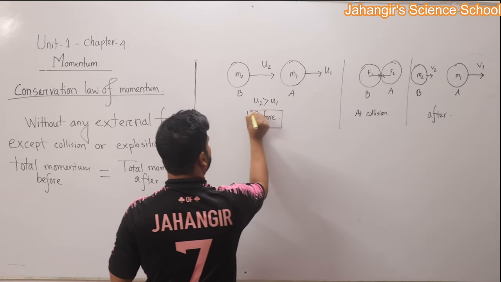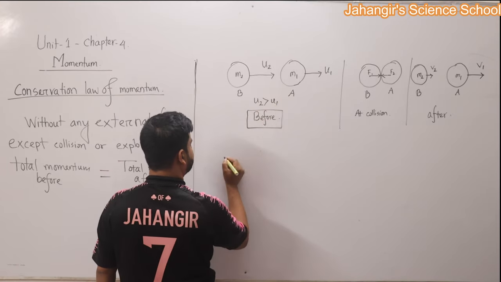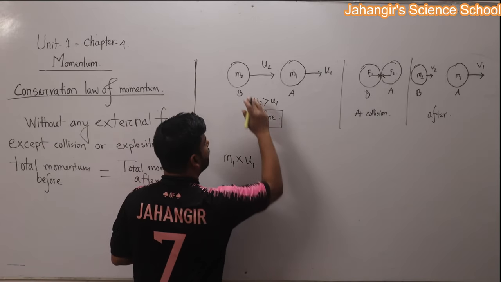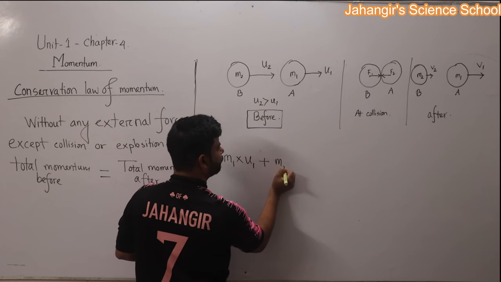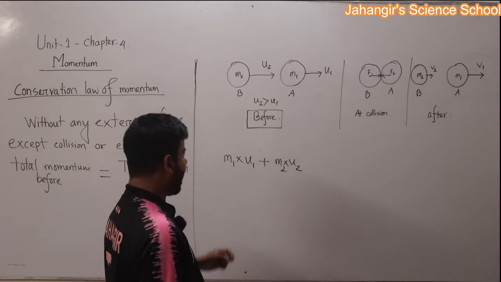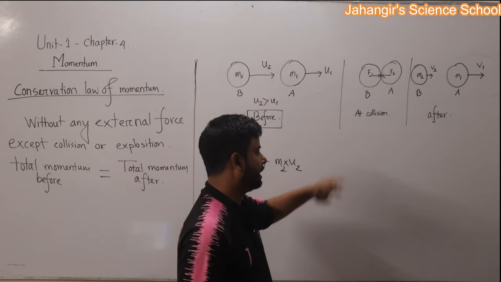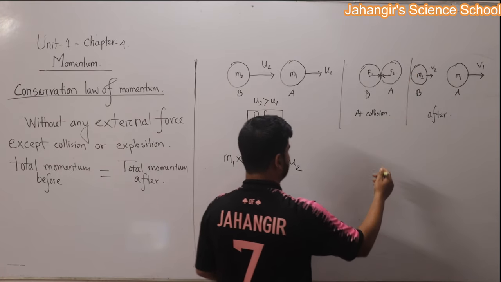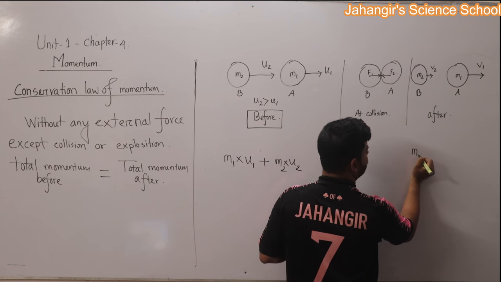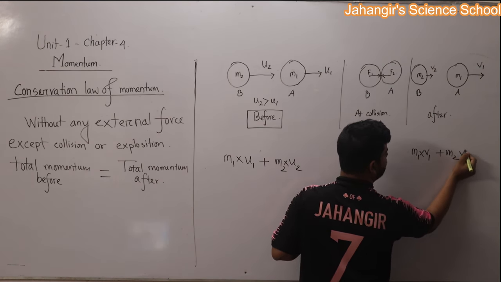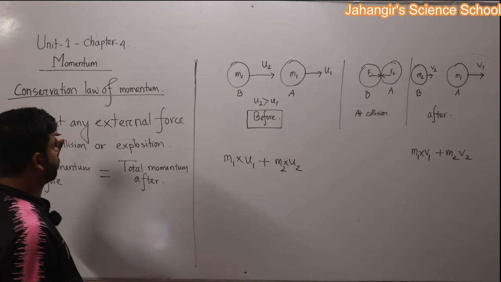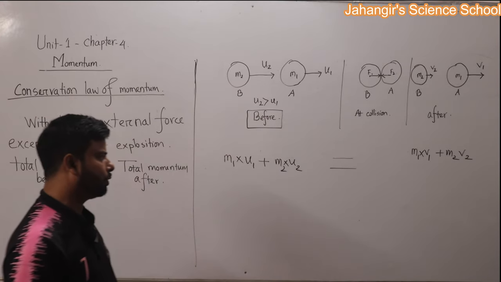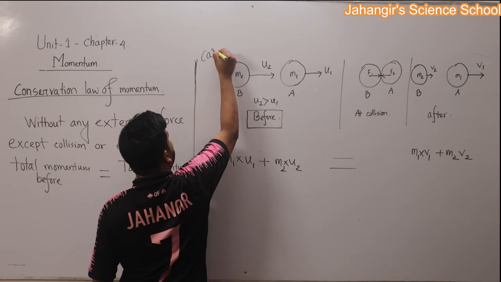So before collision, the total momentum of object A is m1 u1, because we know momentum equals mass into velocity. So m1 u1, so total momentum of the system is m1 u1 plus m2 u2. After collision, the final velocity of object A becomes v1, and the final velocity of object B is v2. So the final momentum is m1 v1 plus m2 v2. According to the conservation law of momentum, total momentum before is equal to total momentum after. So they must be equal. It is for case one.